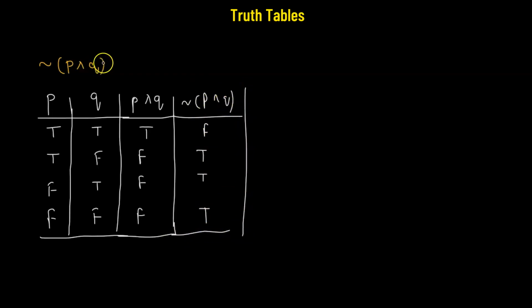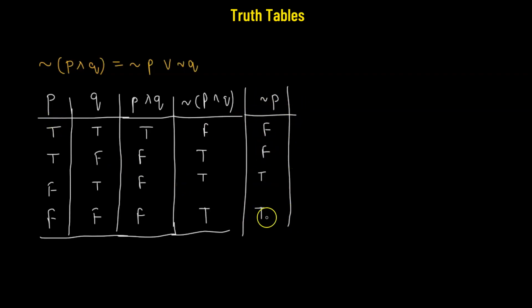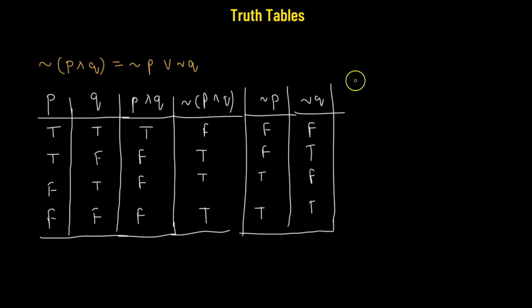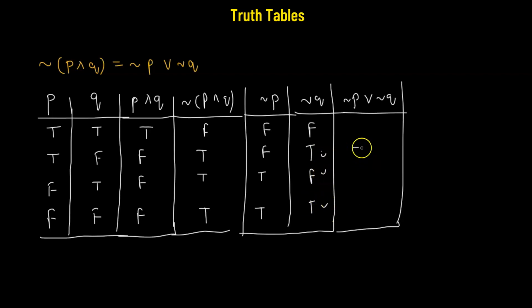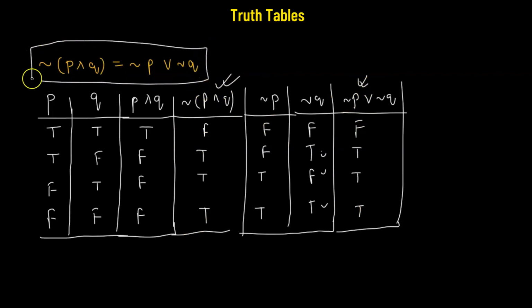However, we know that this particular statement can also be expressed as not P or not Q. So let's try that as well. We have not P, and not Q will be flipping the values of Q. Now we have to take the disjunction between not P and not Q. When at least one of them is true, it's going to be true. So for these three cases, it's going to be true, and when both of them are false, it's going to be false. Since this column matches with this column, we can say that these two are equivalent statements.